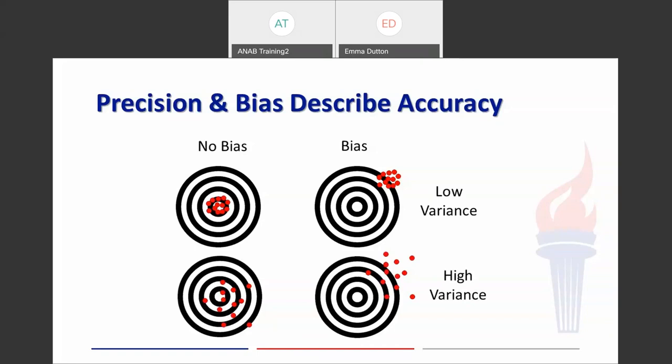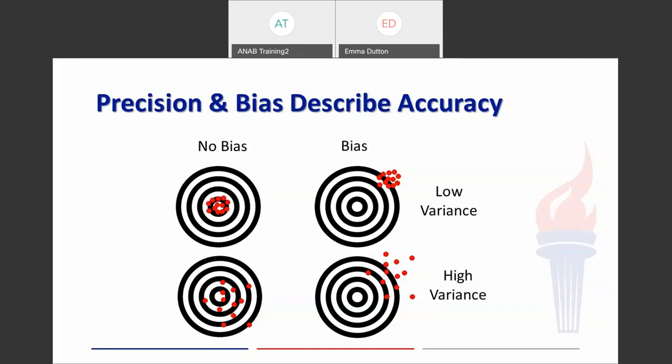We have bias, however, when those quantity values consistently are measured in the same fashion. So you can see bias in the target that's in the upper right-hand quadrant, where the cluster of quantity values are still pretty tight, so we still have low variance or good precision, but they're consistently up and to the right of our target, and that is showing bias.